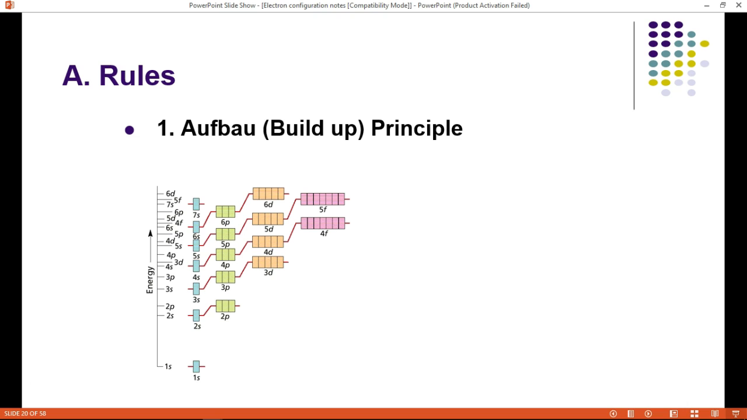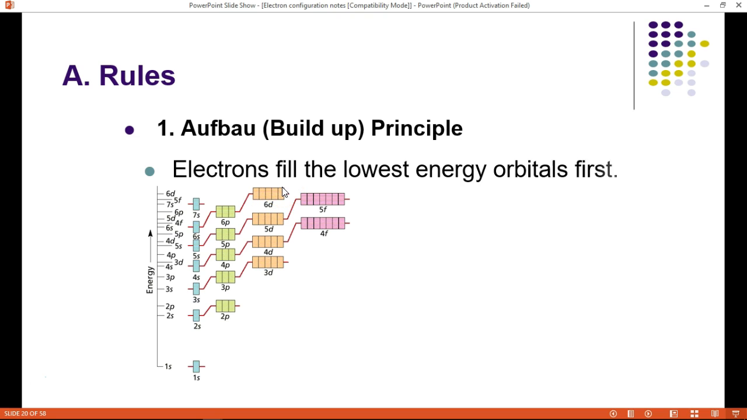First rule, the Aufbau Principle. The Aufbau Principle just means to build up. And so it just means that we're going to start from the bottom, the lowest energy level, and then we're going to add electrons into the next higher energy level until we get further and further away from the nucleus. So it just means electrons fill the lowest energy orbitals first.